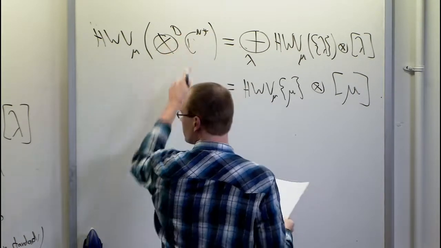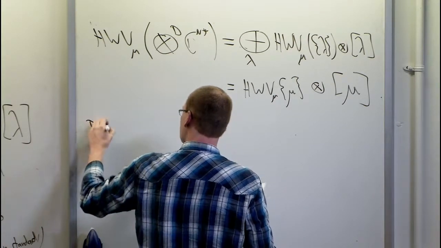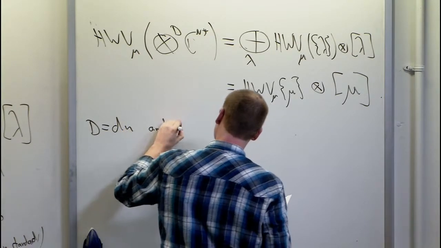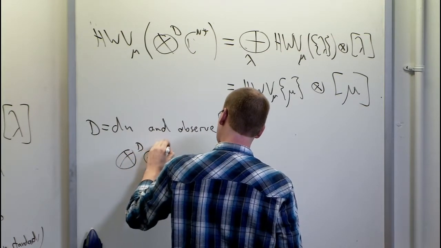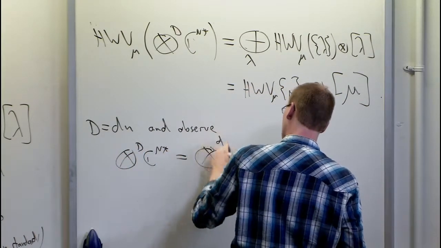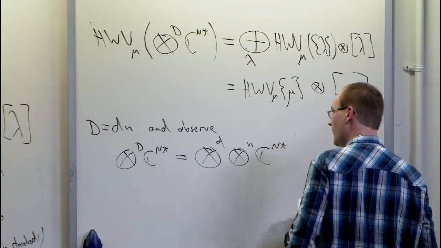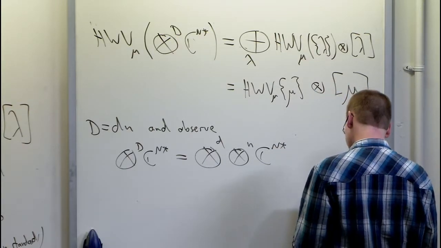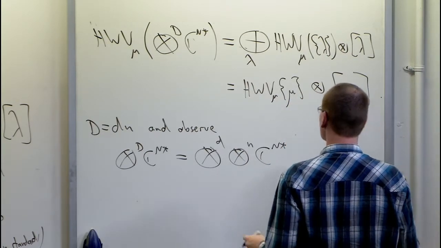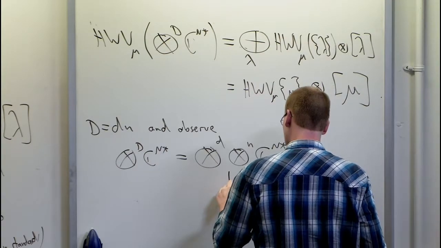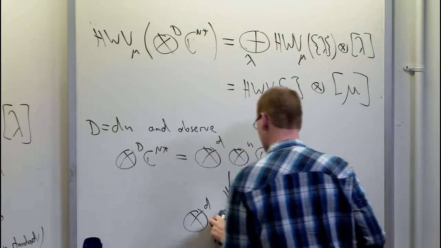So let's get started and say D is d times n, and observe that actually the D tensor power of C^n star is the d tensor power of the nth tensor power of C^n star, or just divide it into 2. And now we do these projections. So we project down here to the d tensor power, also to the symmetric power now.